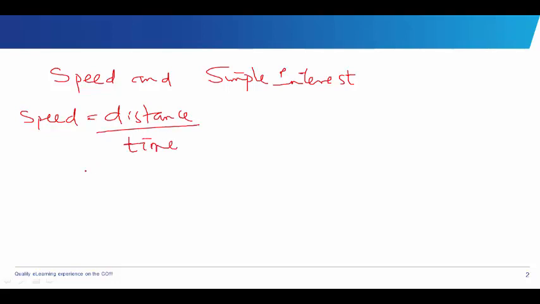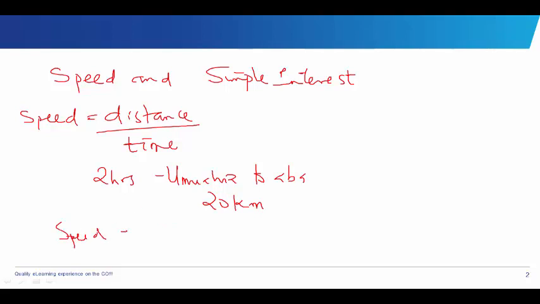So let's take an example. It took you 2 hours to travel from Umuahia to Aba, and the distance from Umuahia to Aba is 20 kilometers. What is the speed of your car? So distance is 20 kilometers and the time it took us is 2 hours. So when you divide, 20 divided by 2 is what? 10. So the answer is 10 kilometers per hour. This is the unit. So this is our speed.